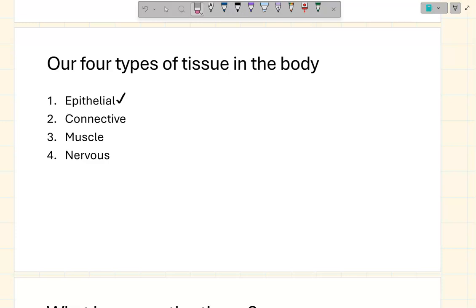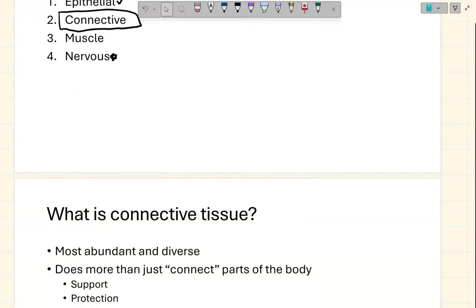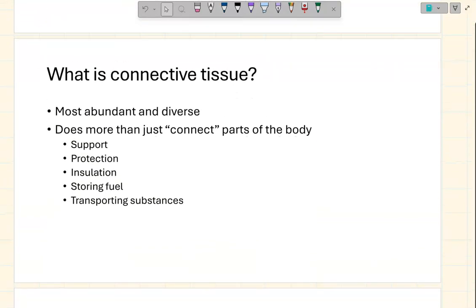I will be showing you a little bit of nervous tissue today, just like one slide of it from the textbook. So you will get to see what that looks like. But the main focus today is going to be connective tissue. But you do need to know all four types of these, like just that these are the four types of tissue in our body. So with connective tissue, what is it?